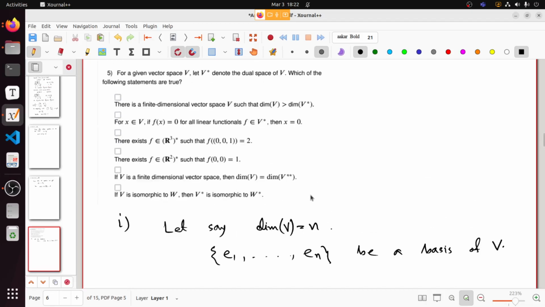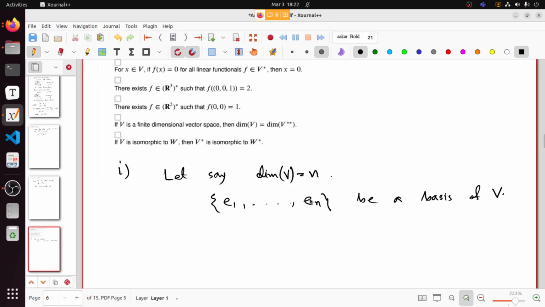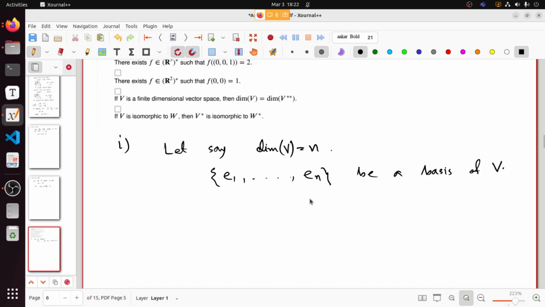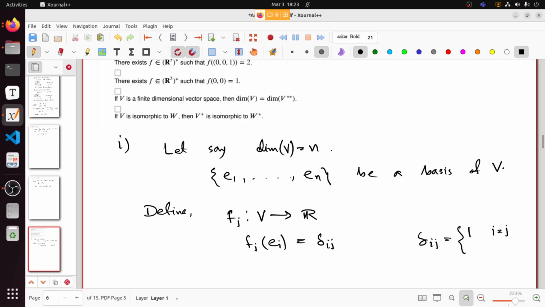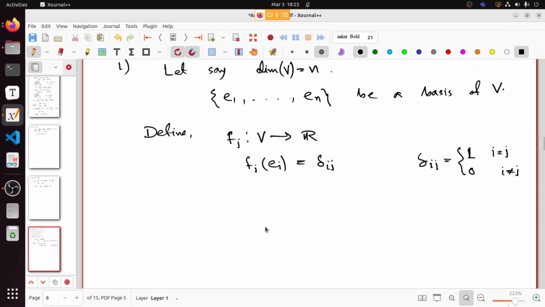V star is the set of linear functionals, so they are linear maps from V to R. So we define fj from V to R by fj of ei equals Kronecker delta ij. Kronecker delta ij is 1 if i equals j, and otherwise it is 0 when i is not equal to j. So you can show that this forms a basis for V star. One can check easily.